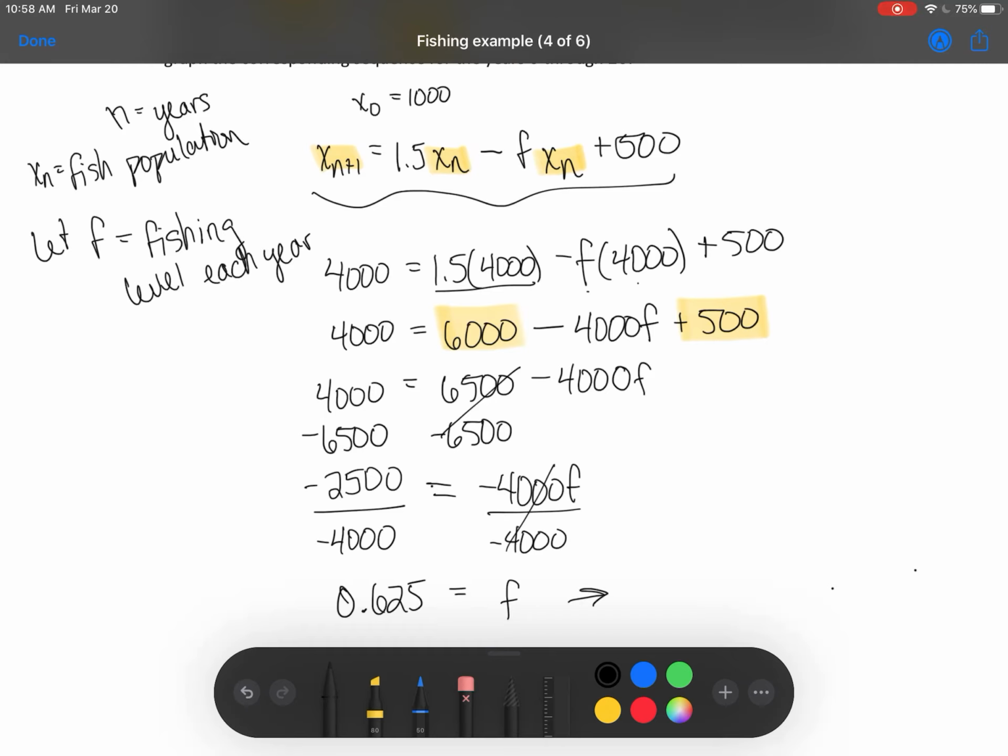We usually think about that as a percentage, which of course we've practiced already in this class. We move the decimal place 2 to the right, so we get 62.5% of the population should be fished.